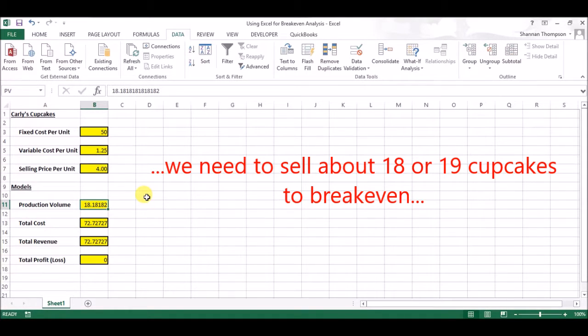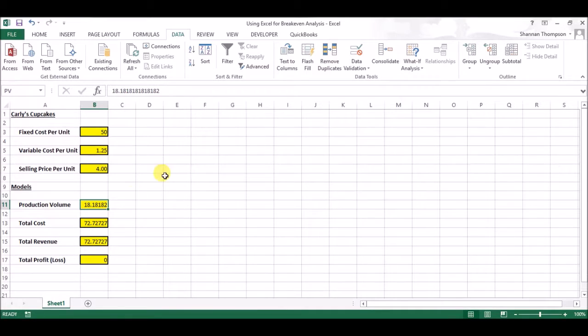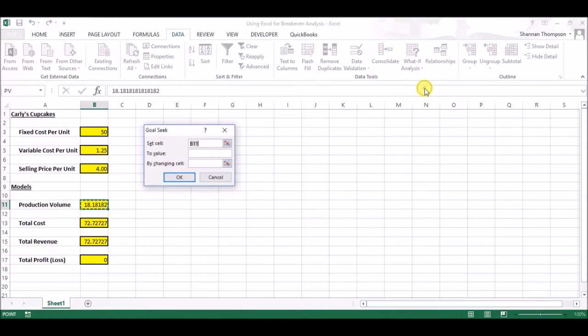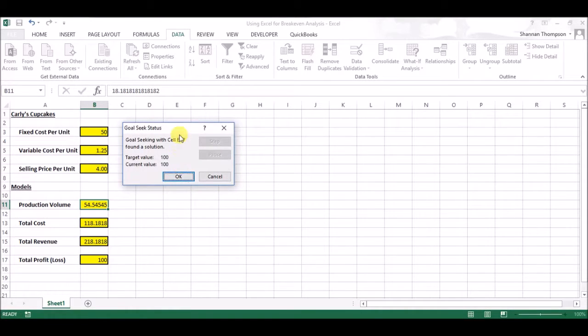This is a great tool not only for break-even analysis, but let's say you want to know how many cupcakes you need to sell in order to make a profit of $100. We go back to What-If Analysis and Goal Seek, and again we want to set our total profit at a value of $100 by changing the number of units that we need to sell. Then we click OK.